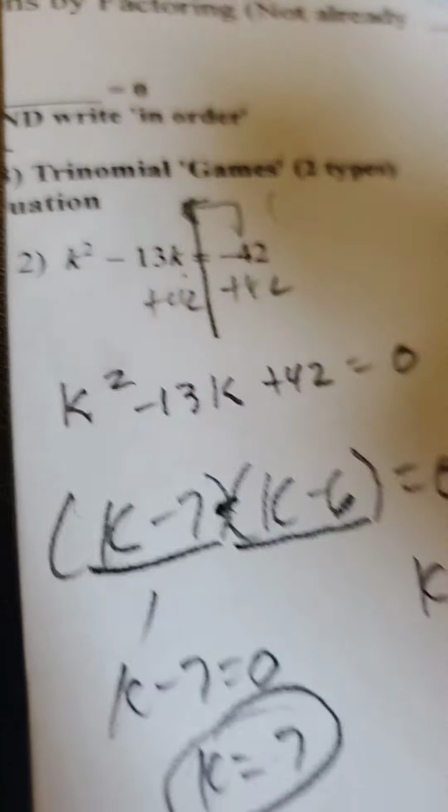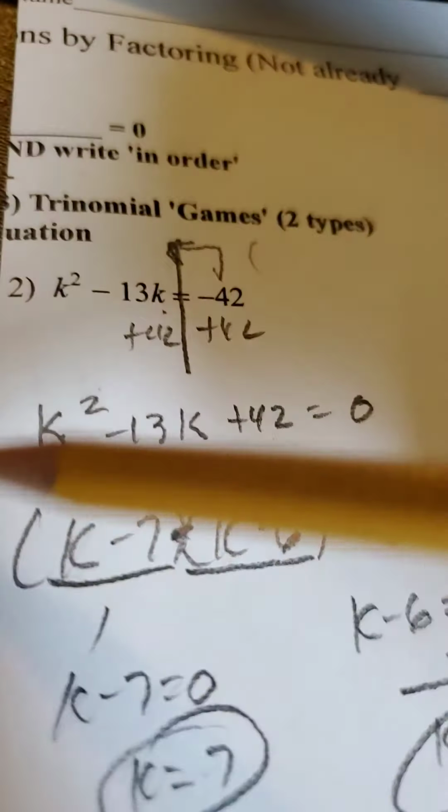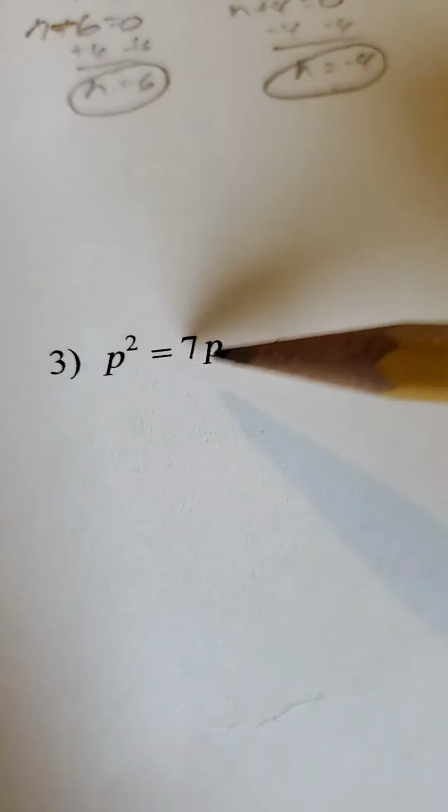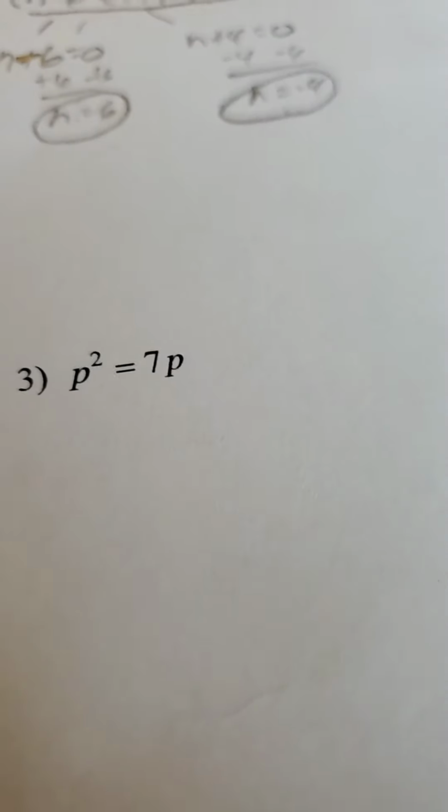Positive 7 does check. And the same thing, you could plug in 6 and check it as well. Yep. A slightly different one. I have a p squared and a p. There's no way to combine this and get one p term to solve like you did in 6th, 7th, and 8th grade. So instead, I move everything to one side.